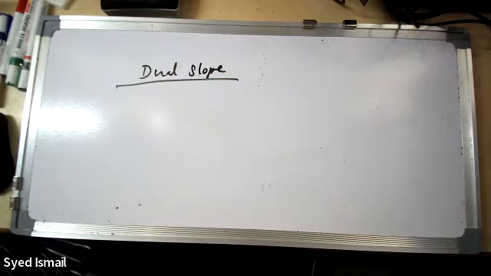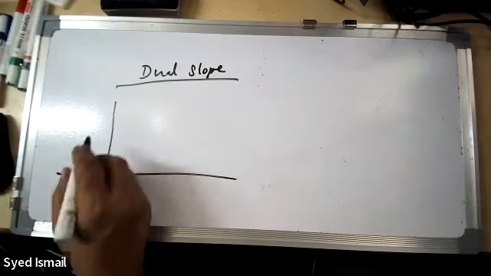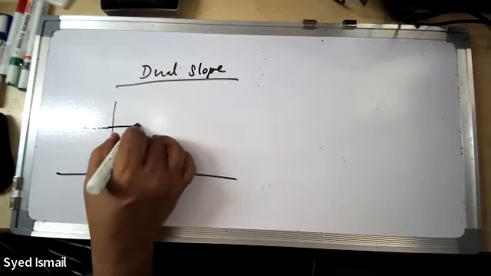Dual slope is one of the best ones. So you have a reference voltage. This is a voltage, incoming voltage.